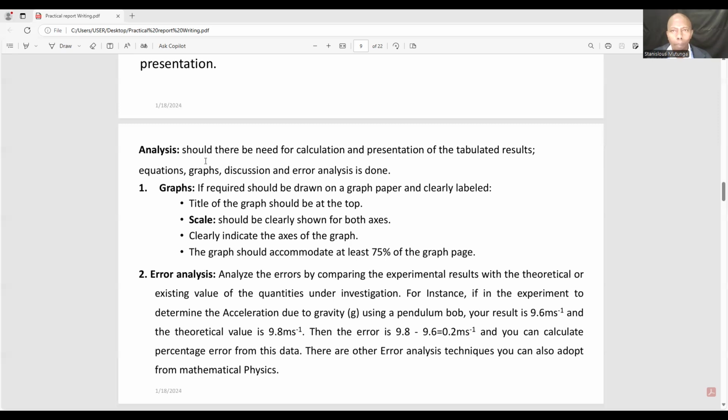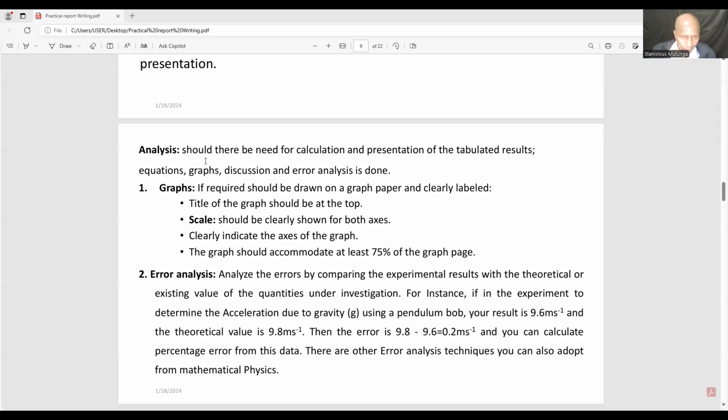Do not use a blunt pen to draw a graph. We usually use a very sharp pencil to reduce the errors, to be on the safer side of the error. And this graph, again, I will remind you again, it should accommodate at least 75% of that graph paper, meaning that the remaining 25% is for writing the title and labeling the axis, and writing the scale.